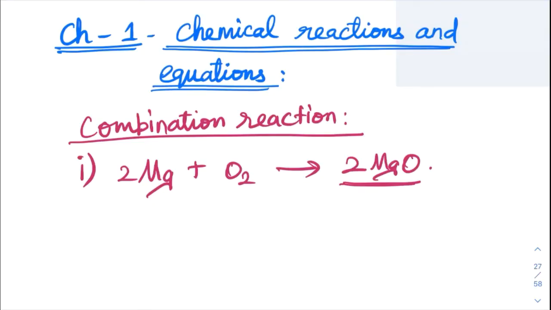Shall we recall the equations of the experiments? Yes. First one, combination reaction which happens between magnesium ribbon and oxygen. So 2 Mg plus O2 gives 2 MgO. Yes.